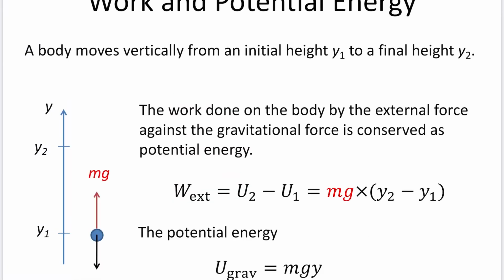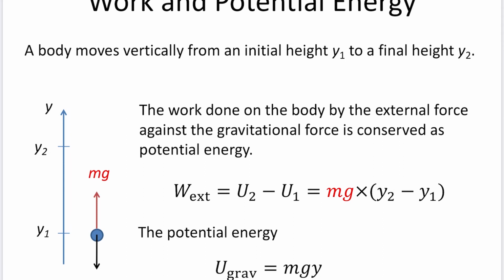When you try to move the ball from a lower position to a higher position, we need to apply a force to change the position. We consider the body moving vertically from the initial height of y sub 1 to the final height of y sub 2 by applying the force. Work done on the body by the external force against the gravitational force is conserved as potential energy.